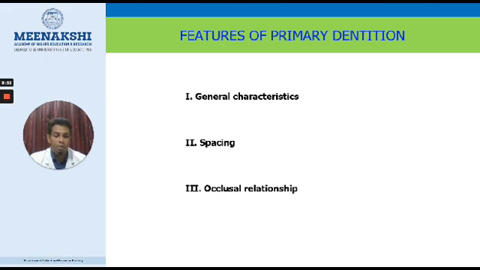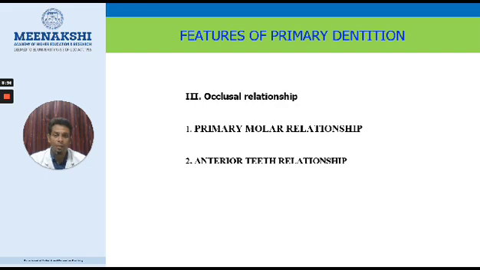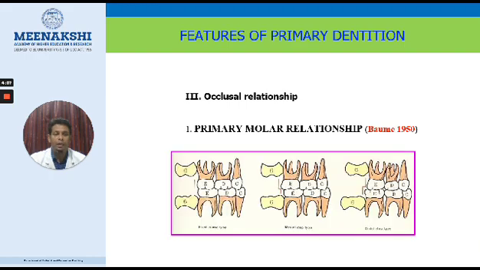Next is the occlusal relationships of the primary dental arches. The occlusal relationship can be studied under two headings. One is the primary molar relationship, the second one is the anterior teeth relationship. Coming to the primary molar relationship, which was given by Baume in 1950, it can be divided into three distinct types. First is flush terminal plane, mesial step type, and distal step type.